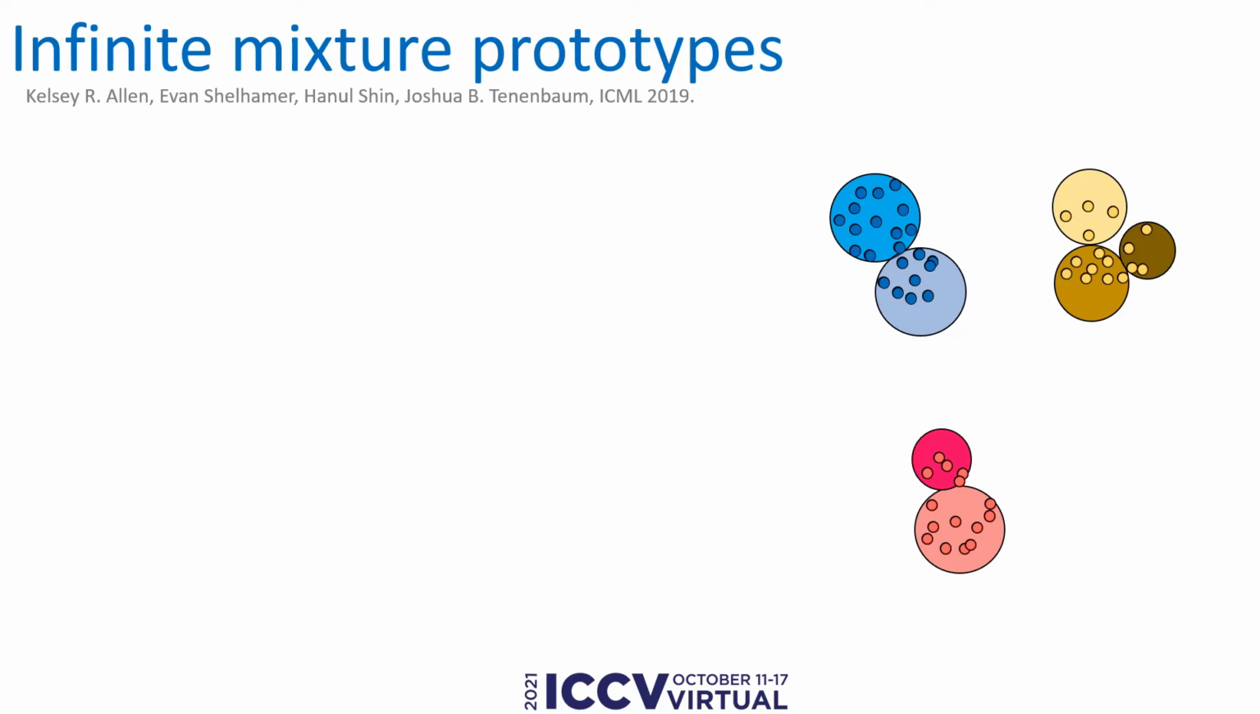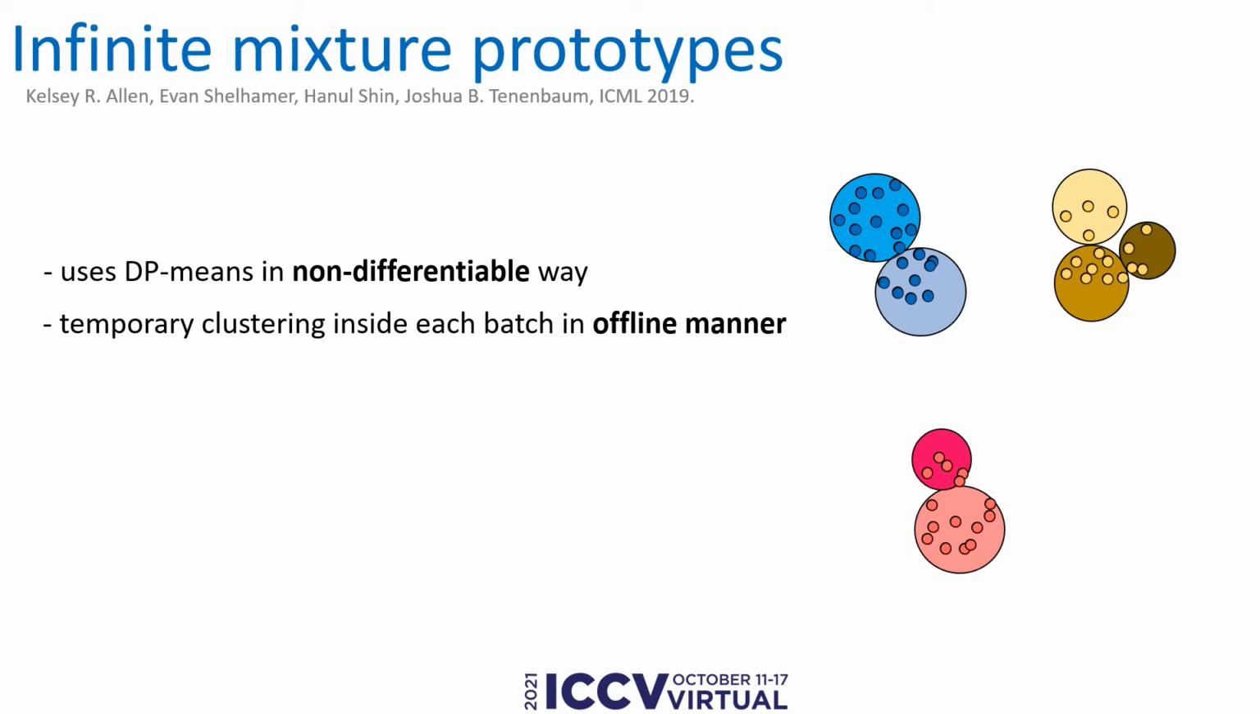However, their model suffers from some limitations. First, they used DP-Means, which is a classical clustering algorithm, in a non-differentiable way. Second, their model performs temporary clustering inside each batch in an offline manner.